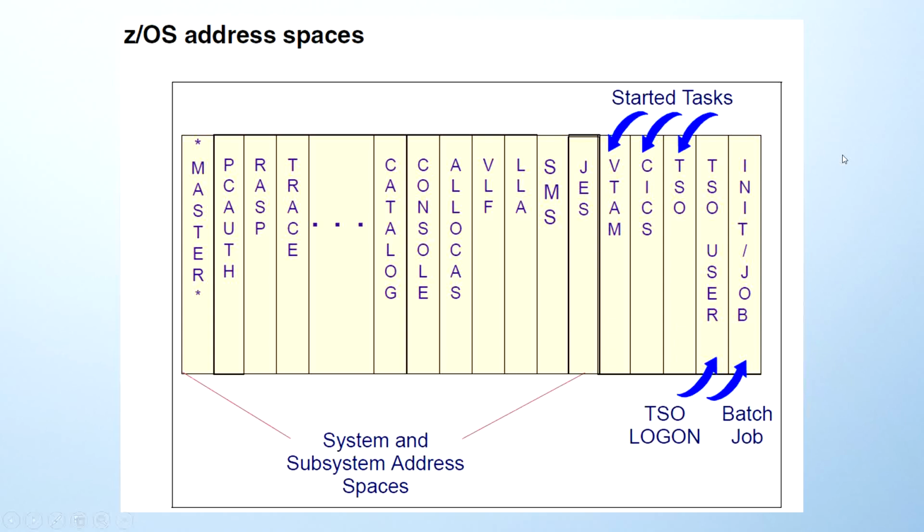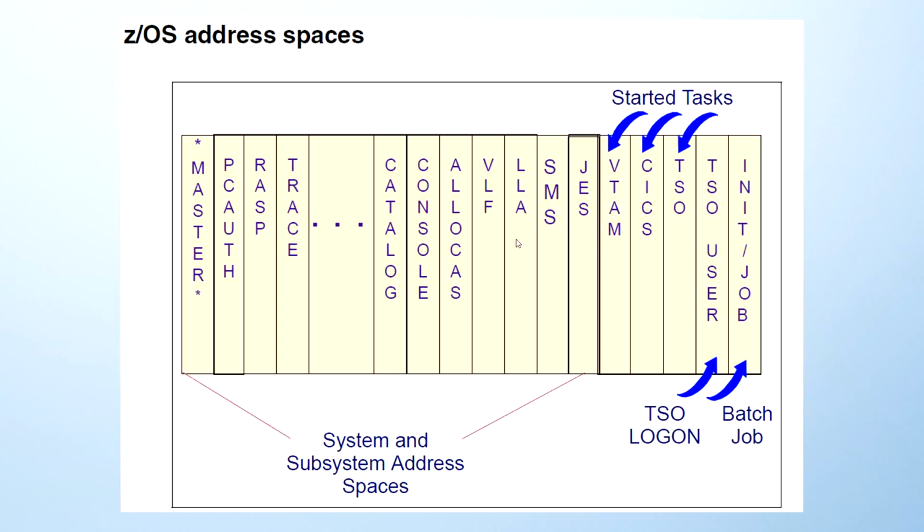If you consider an LPAR as a whole, everything in z/OS is fully made up of address spaces. So if you see on the left hand side, he's showing the system and subsystem address spaces. Okay, so when you IPL a system, these are the subsystems which are brought up, and they provide various functionalities like catalog or trace or linklist, LLA, and all that.